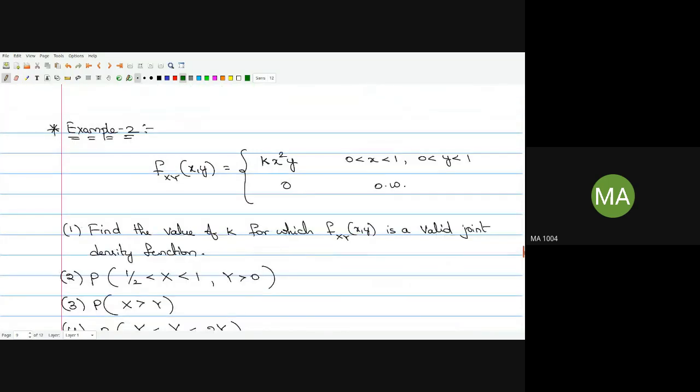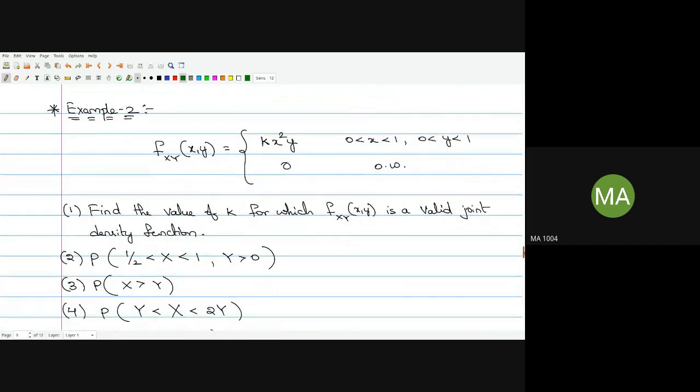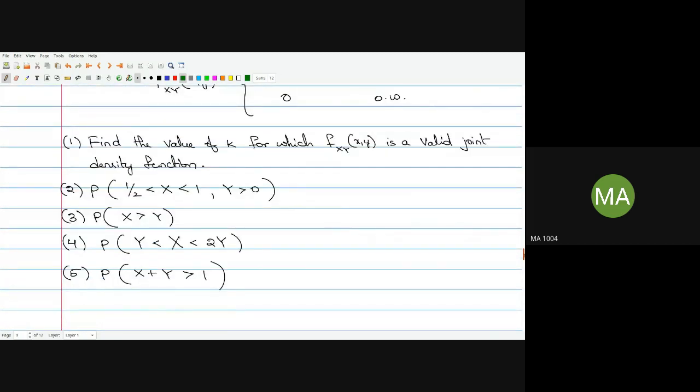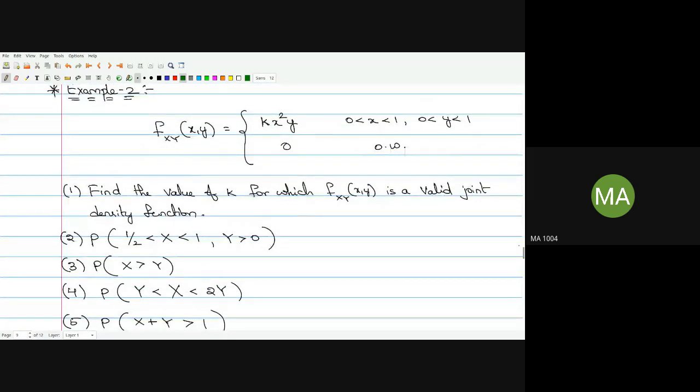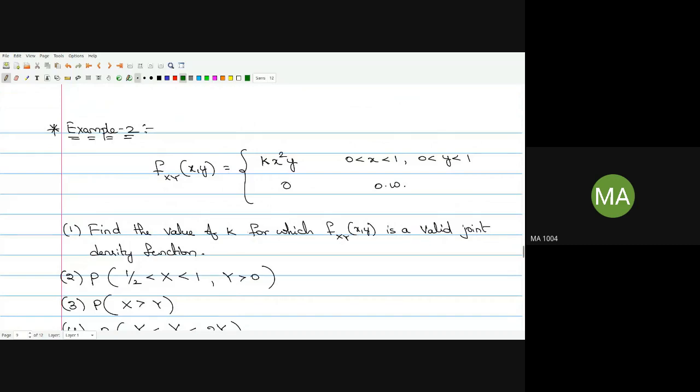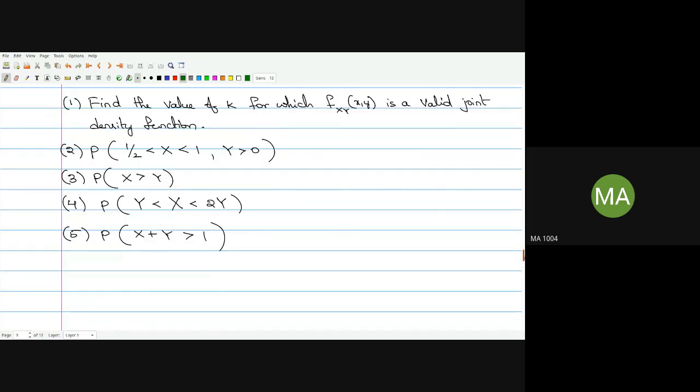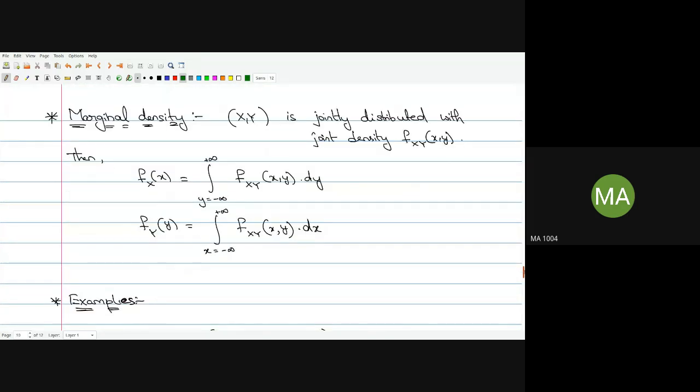Yeah, so I will upload this PDF. For the next class, just try to do this problem. I have given four different kinds of probabilities, and each and every problem requires finding the limits first of all. Firstly, you have to find the value of k. That is the very first question, and then there are 4 probability questions, regions, where you have to find the limits of both the integrals. So try doing this, then the other parts are very easy.